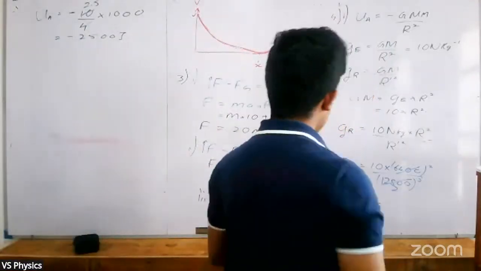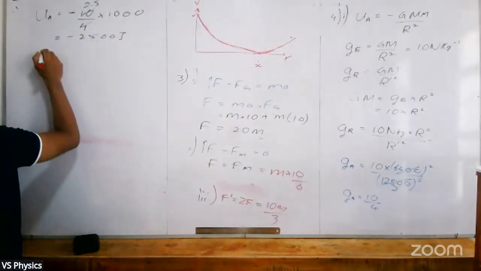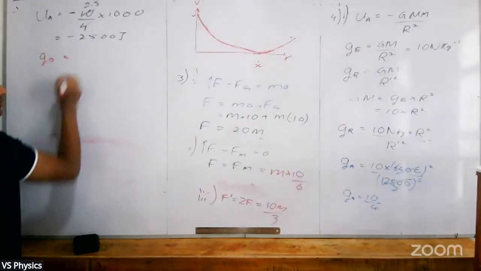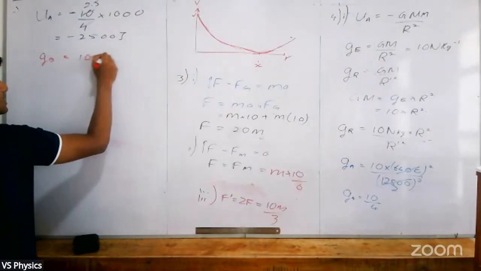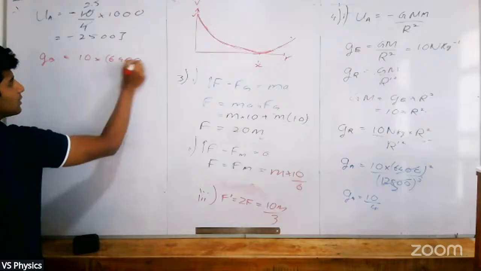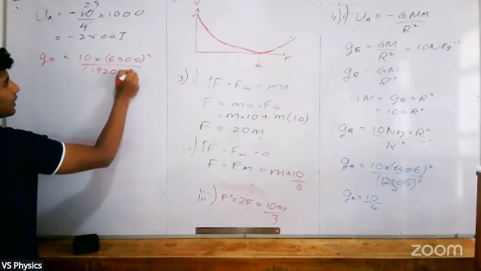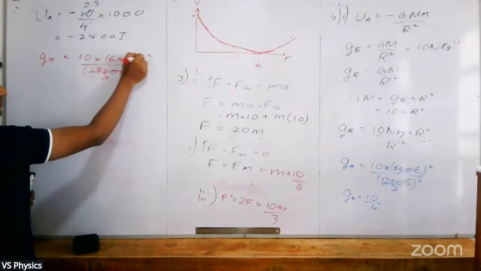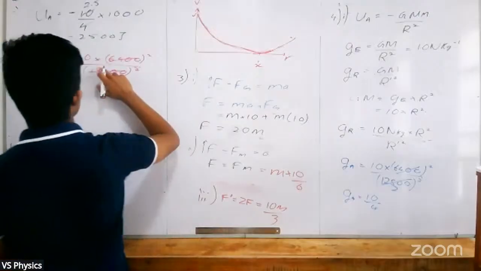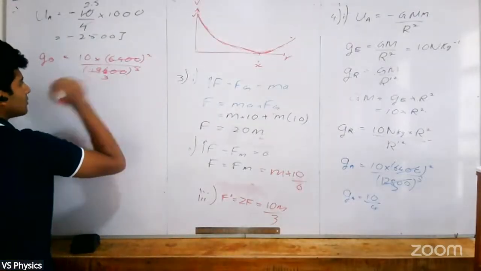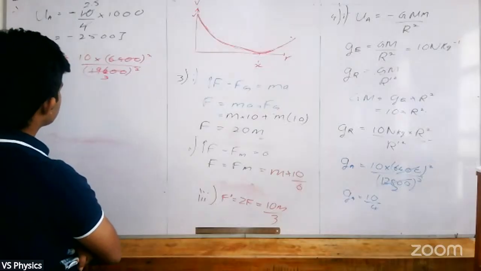Same way you can do for B. So we get gravitational acceleration at B is equals to මොකක්ද? 10 times 6400 square divided by 19,200 square. This is a multiple of 3. 19,200 is a multiple, 19,600 actually. 19,600 is a multiple of 3, right?